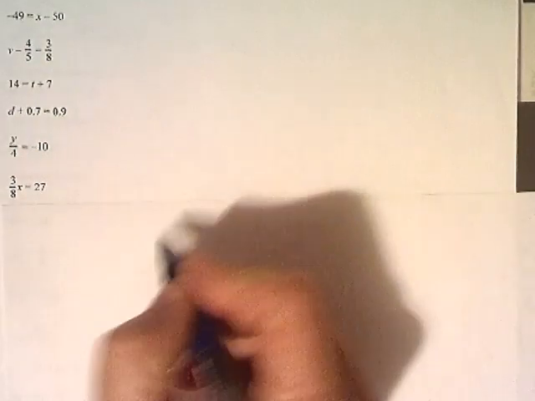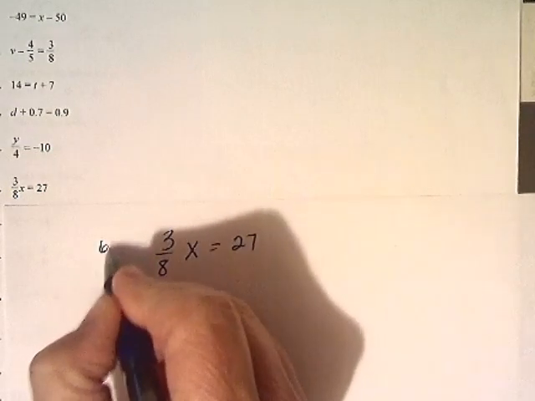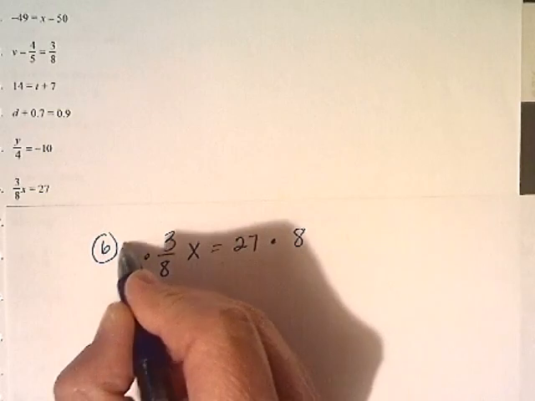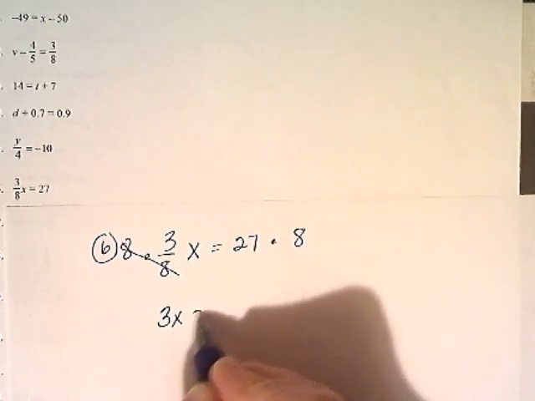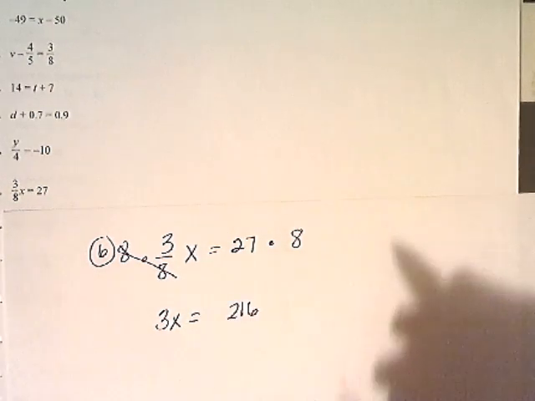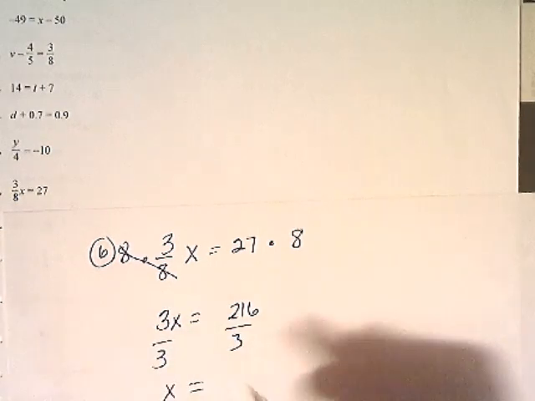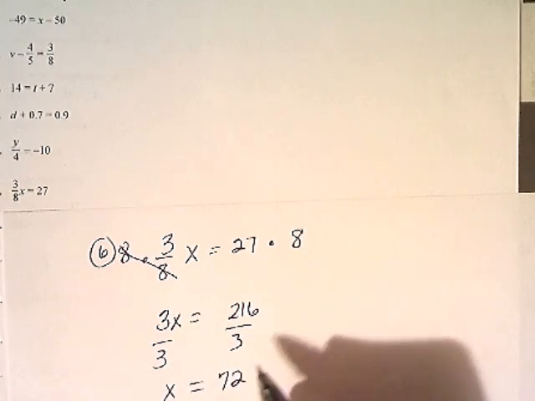Number 6 says 3/8 x is 27. If you want to get rid of that fraction, you need to multiply both sides by the denominator. It'll cancel on this side, and you're left with 3x, and 27 times 8 on the other side is 216. The next step will be for you to divide, and x is equal to 72.